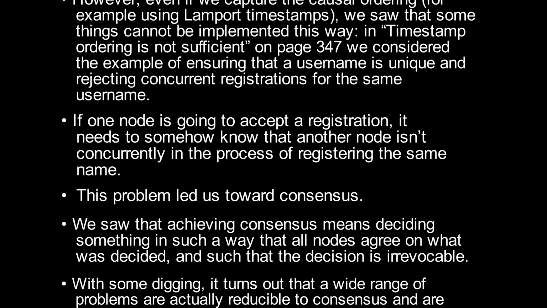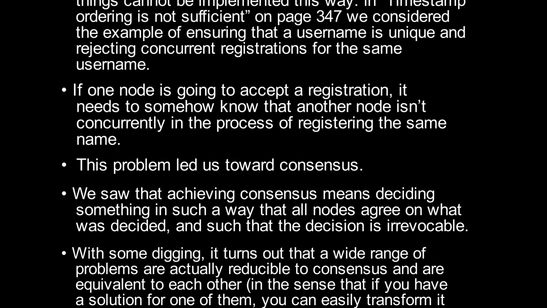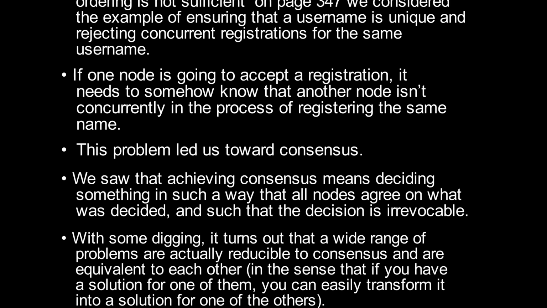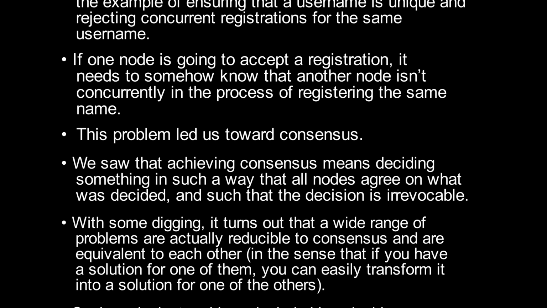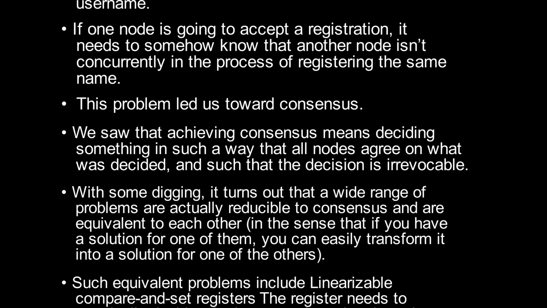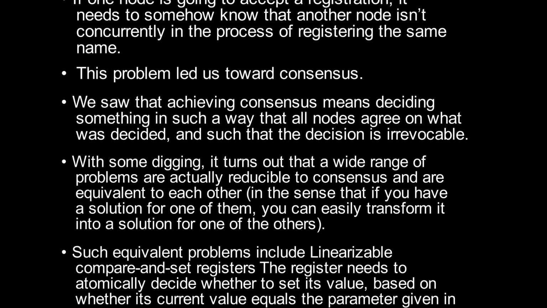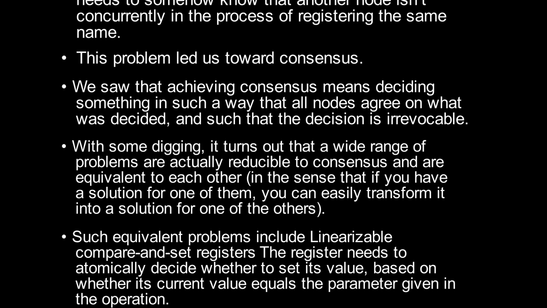We saw that achieving consensus means deciding something in such a way that all nodes agree on what was decided, and such that the decision is irrevocable. With some digging, it turns out that a wide range of problems are actually reducible to consensus and are equivalent to each other, in the sense that if you have a solution for one of them, you can easily transform it into a solution for one of the others.